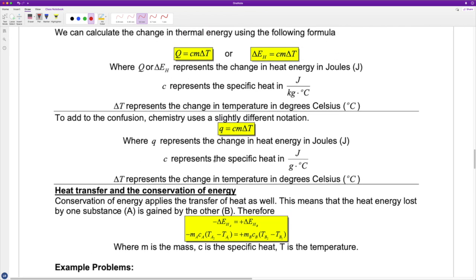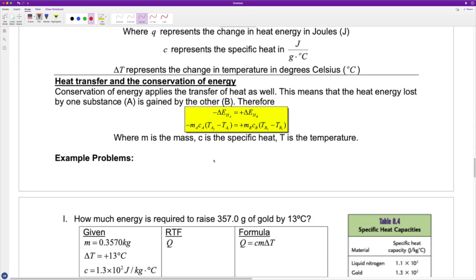Now, when we talk about heat transfer, this is again conservation of energy. The big idea is this: let's say we throw a hot piece of metal in water. What's going to happen is the following. The hot piece of metal is going to lose heat. And where does that loss of heat go? That goes into the heat gain of the water.